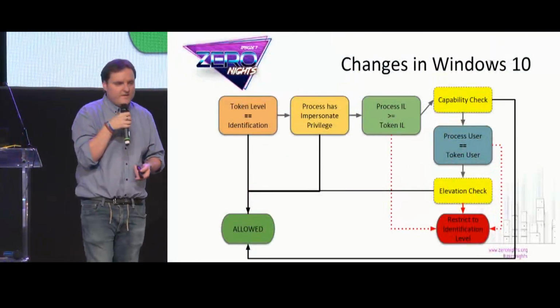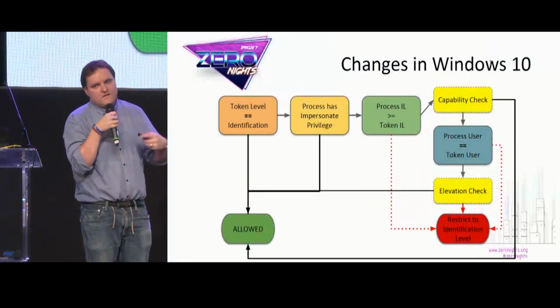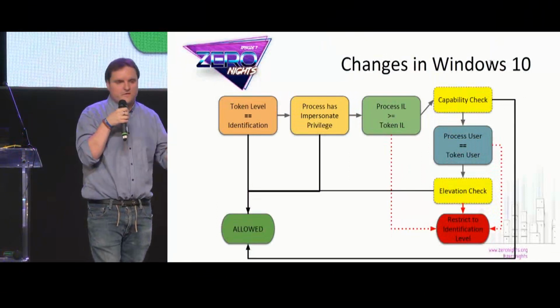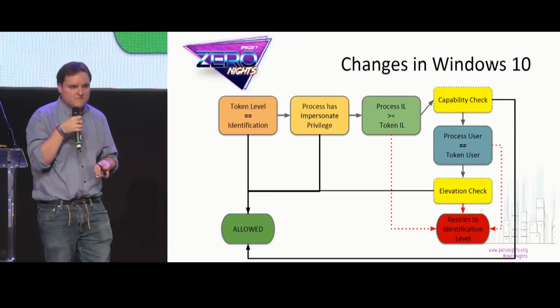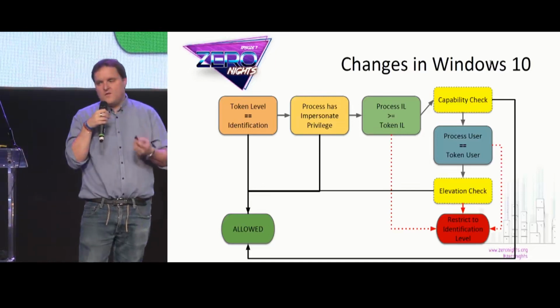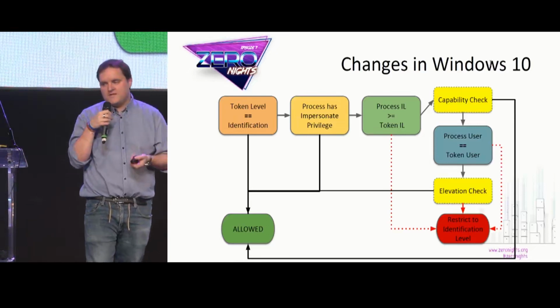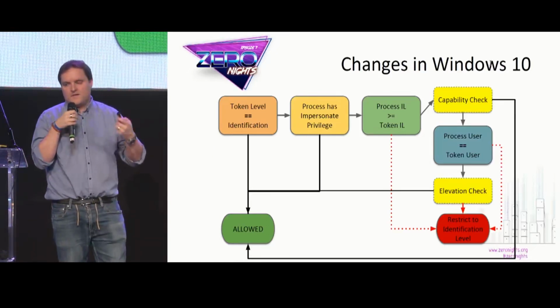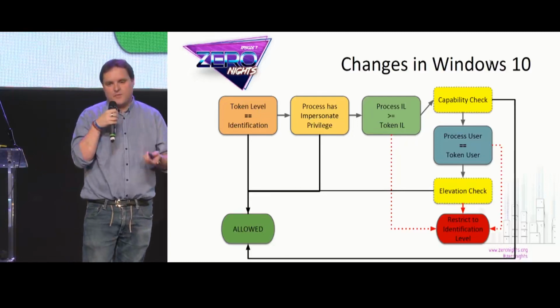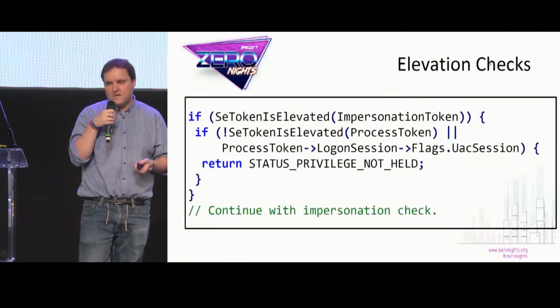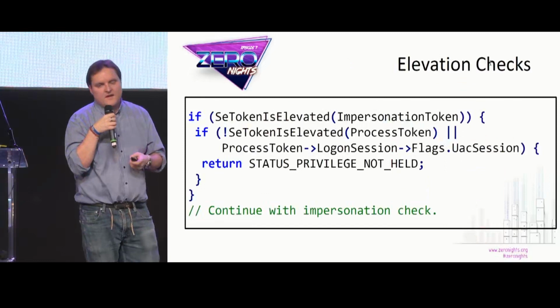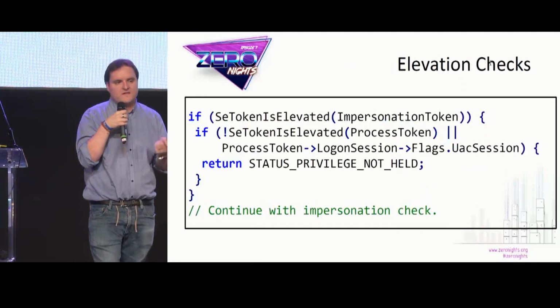So that works great up until Windows 8.1. Unfortunately, in Windows 10, either due to my disclosures or just through some other modifications, Microsoft changed the behavior of impersonation. Specifically, they added 2 extra steps in the impersonation check. The capability check I'll go into a bit later, but the other one, the elevation check, is kind of important to this attack. So what the elevation check does is it basically checks for mismatches in elevation.